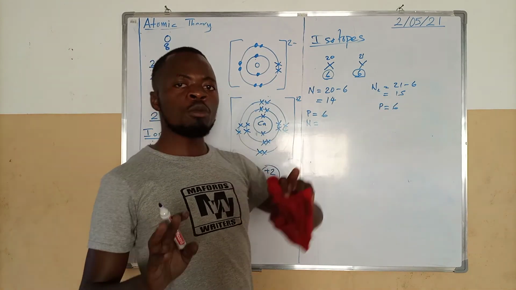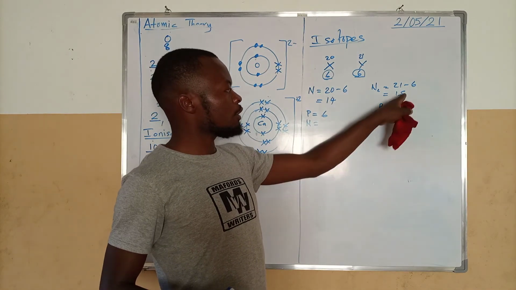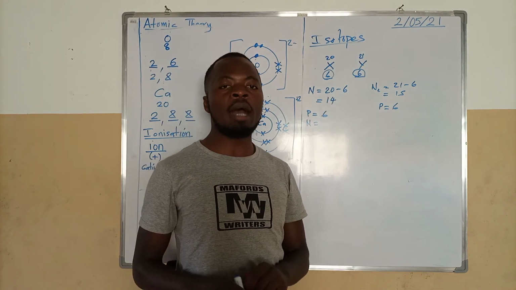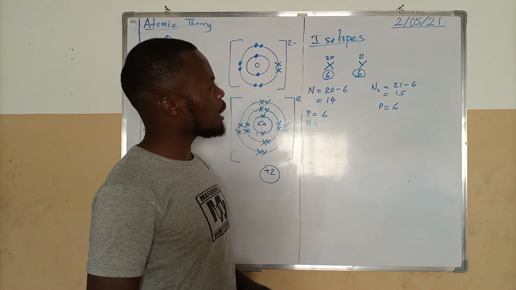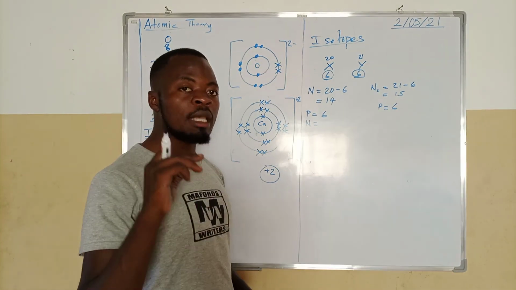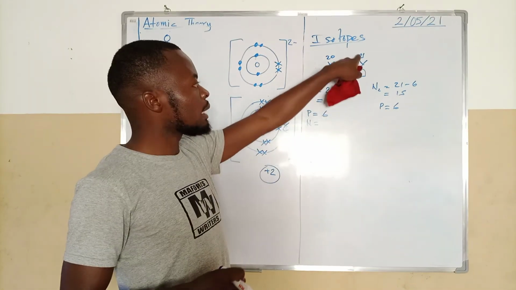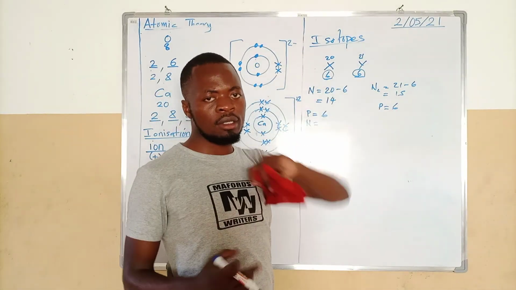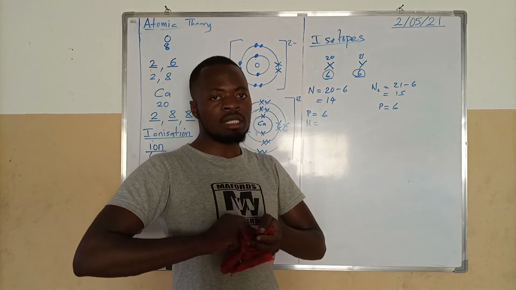So atoms of the same element having the same number of protons but different number of neutrons, we are calling them isotopes. We can also define them in terms of proton number and mass number. We can say isotopes are atoms of the same element having the same proton or atomic number, but different mass numbers. So those are the definitions we need to know in this particular segment.